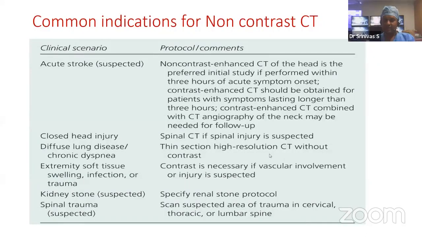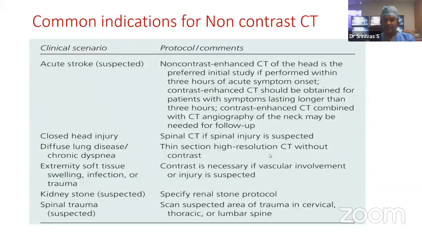When a case presents with a closed head injury, CT is the first priority to evaluate the head injury and also the spinal injury. When a patient presents with dyspnea, we suspect a diffuse lung injury or chronic dyspnea. Then HRCT, that is high resolution CT scan of the chest, is done without contrast. When there is an infection of the soft tissue with swelling and trauma, contrast is necessary to rule out whether any vascular involvement is present or not.